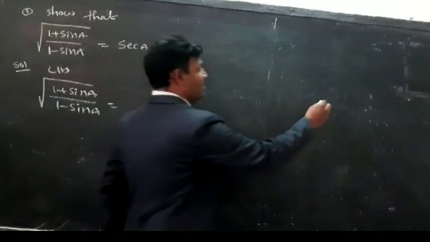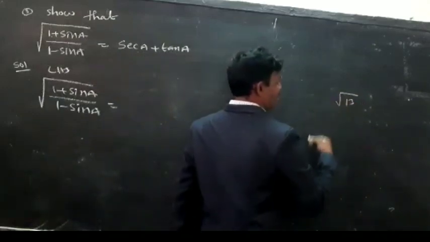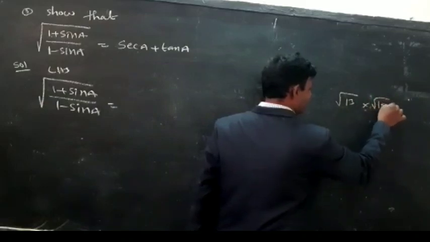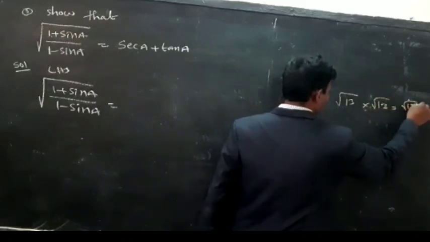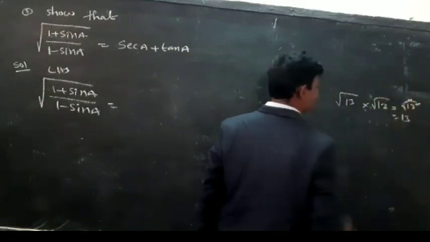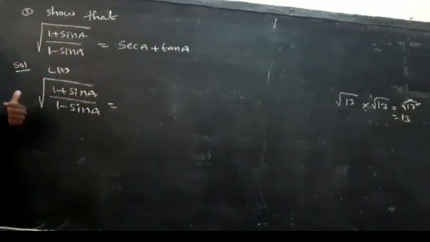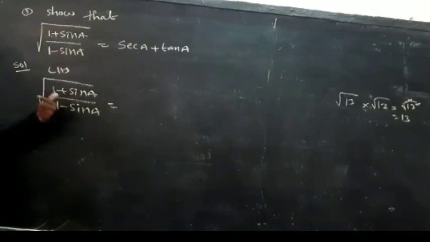According to 9th class, RF. What is the meaning of RF? Rationalizing factor. For example, root 13. What is the rationalizing factor of root 13? If you multiply with another root 13, what do you get? Root 13 squared, the roots cancel. So what is the answer? 13. Like that, RF means rationalizing factor. The rationalizing factor of under root of 1 minus sin A is nothing but 1 plus sin A.